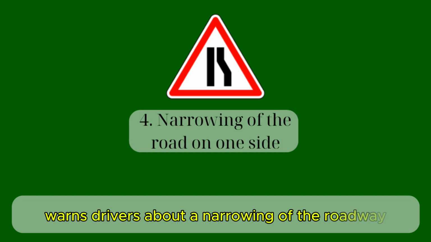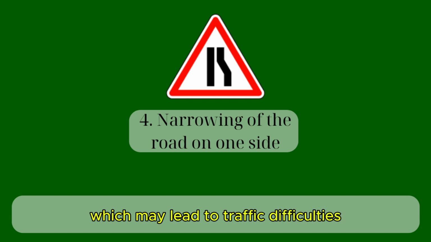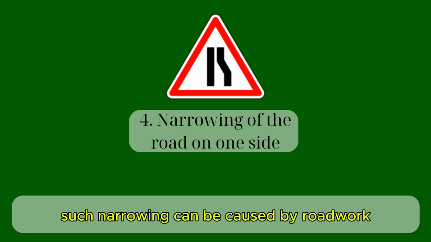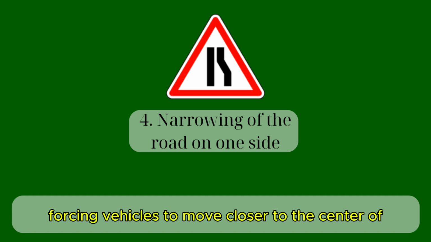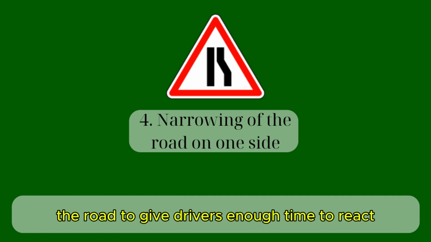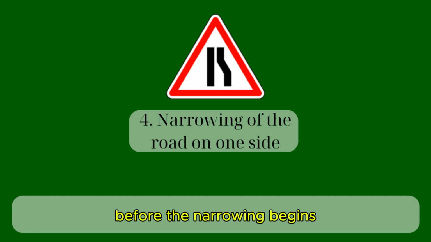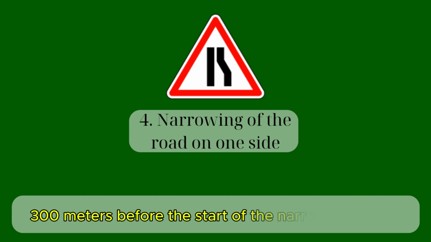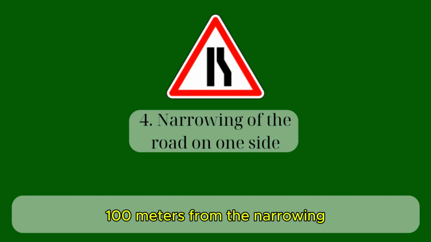This road sign warns drivers about a narrowing of the roadway on the right side, which may lead to traffic difficulties and increase the risk of hazardous situations. Such narrowing can be caused by roadwork, shoulder erosion, landslides, or other obstacles, forcing vehicles to move closer to the center of the road. To give drivers enough time to react, the sign is placed at a specific distance before the narrowing begins: outside populated areas, at a distance of 150 to 300 meters before the start of the narrowed section; within populated areas, at a distance of 50 to 100 meters from the narrowing.